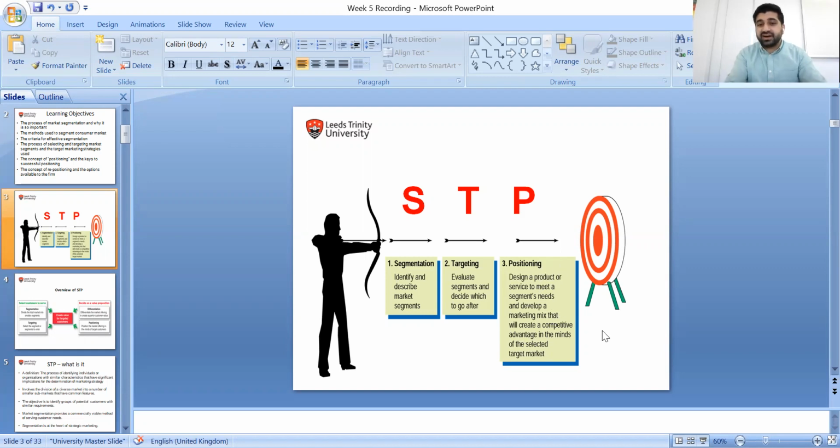Positioning means designing a product or service to meet these segments' needs and developing a marketing mix that will create a competitive advantage in the minds of the selected target market. So in positioning, basically we design the product and service, and then we create value and try our best to get a competitive advantage in the specific market.